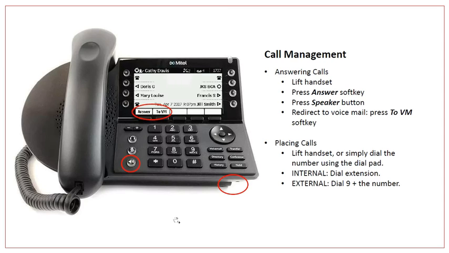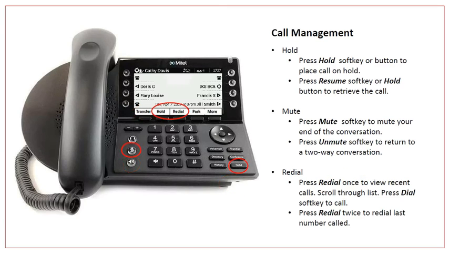If you need to make a call, you can simply lift the handset and start to dial, or you can just start to dial. Internal extension numbers you'll just dial immediately on the keypad. If you're dialing an outside call, you would dial your dial code first, such as a 9 or an 8, and then the outside number as you've always dialed it.